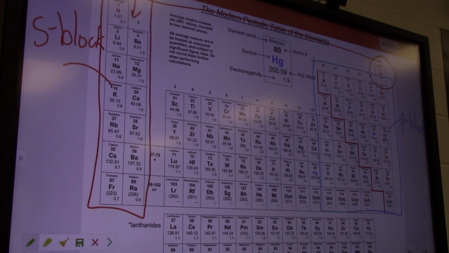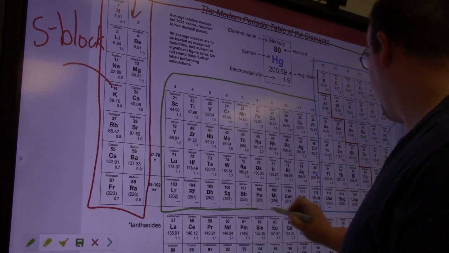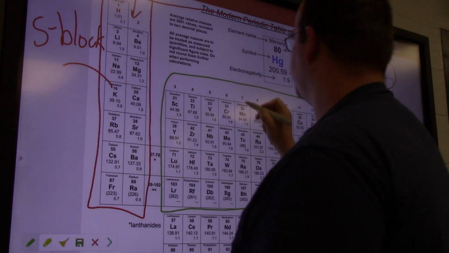Next is D-Block. D-Block has a special name. It's the transition metals. It's 3 through 12. That's a big difference.